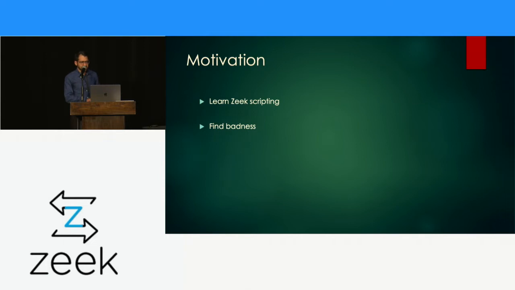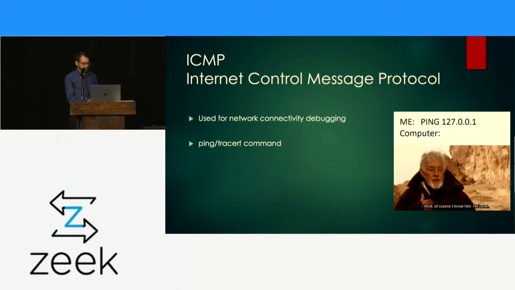The motivation for the script is basically to learn scripting. This was one of my first scripts I ever wrote, just trying to find badness. So I'm sure you all know what ICMP is. It's a protocol used for diagnosing network connectivity, and two of the most common tools used are ping and traceroute.